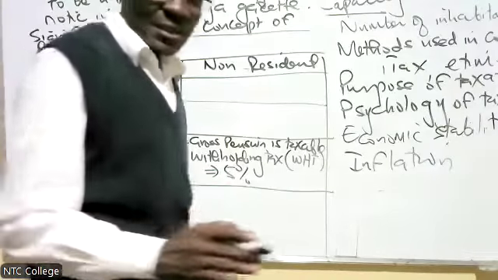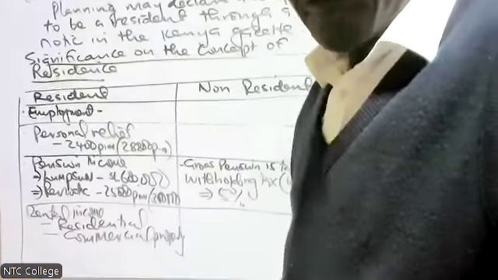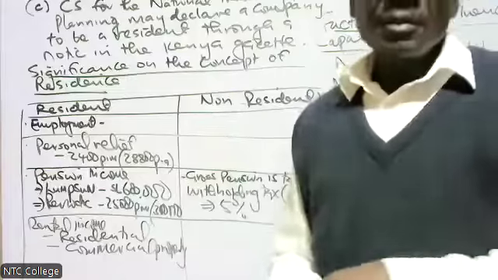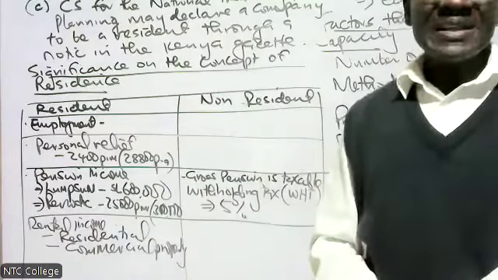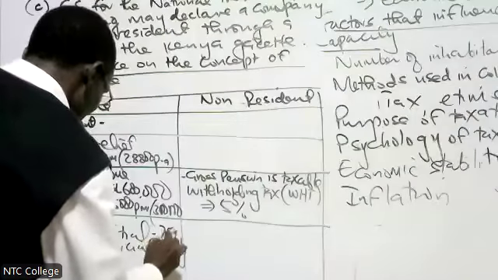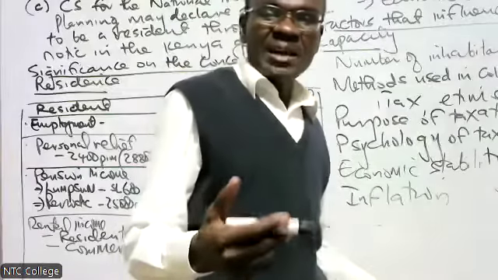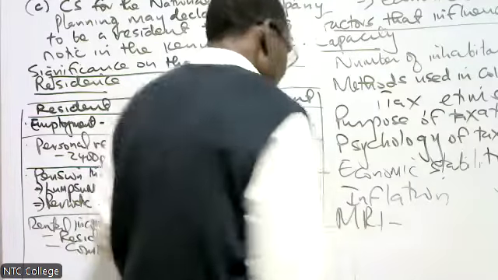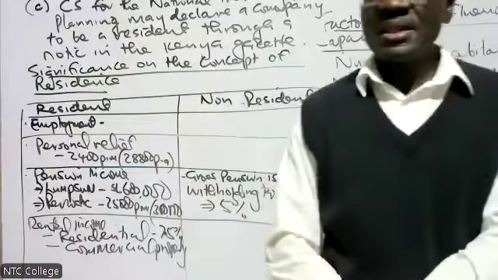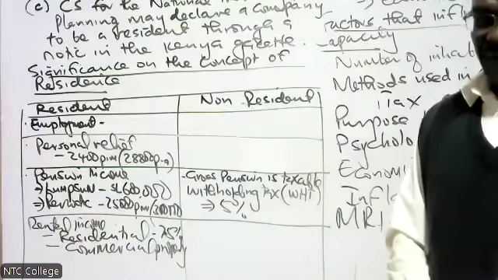If you are a resident person and you have property that is called residential, then you'll be paying 7.5% of the gross rent to KRA. It is called the monthly rental income tax regime, MRI. You pay 7.5% monthly, then you file returns every month.